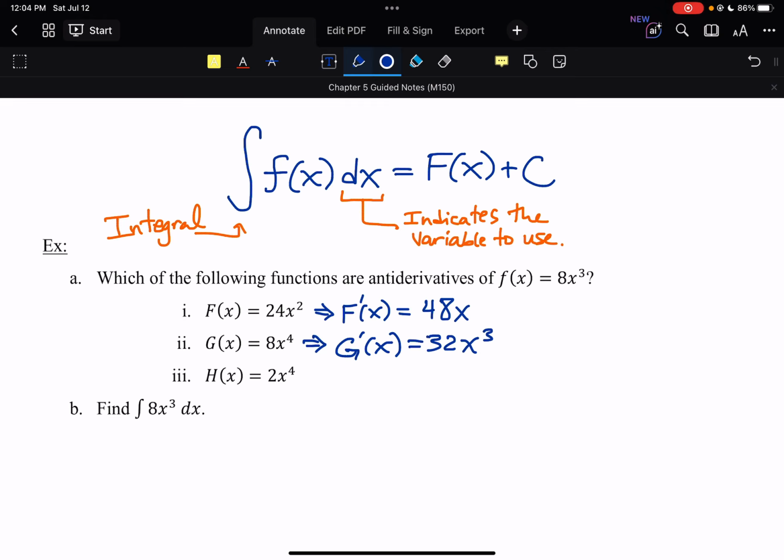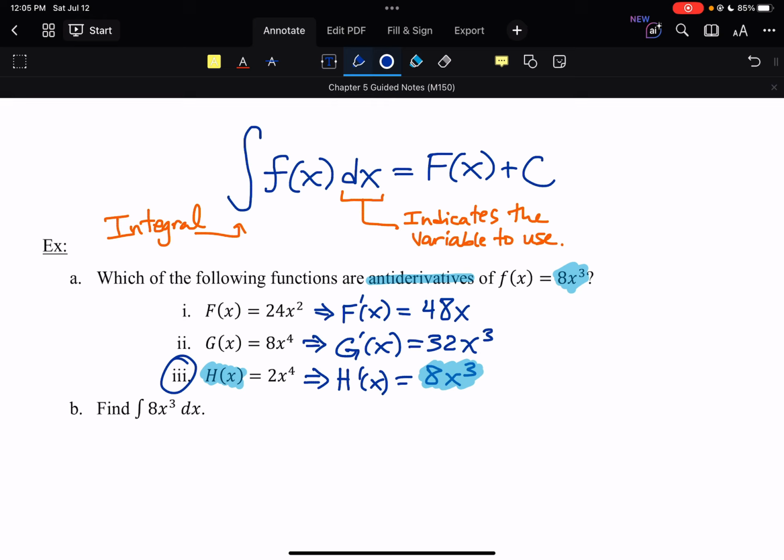So we got the x cubed, but this is still not the same. So if we look at the last one, bring down the 4. So for h prime of x, that's going to be 2 times 4 is 8x cubed. And of course we can see the derivative of h is f. So the antiderivative of f is h in this case. So h of x is an antiderivative of f of x.